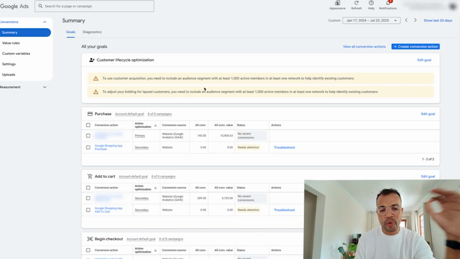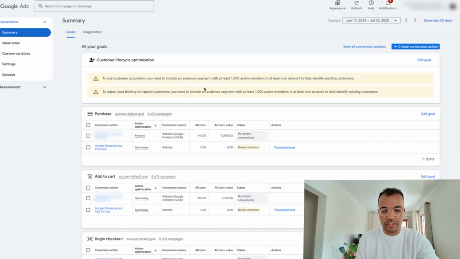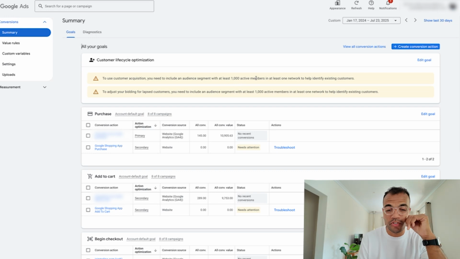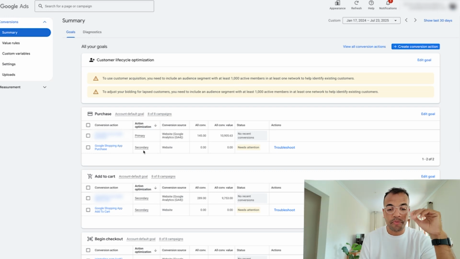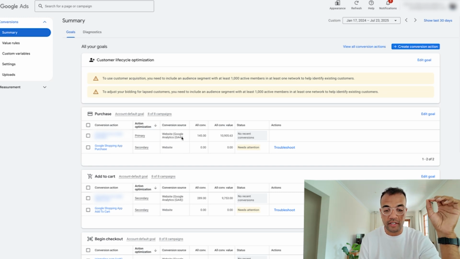All right, so the first thing I always check when auditing an account is conversion tracking. And what I found here is pretty criminal, to be fair. So here's what this agency was doing. They were primarily using a Google Analytics 4 conversion source as their conversion tracking. And this was set up correctly. However, this is not best practice.